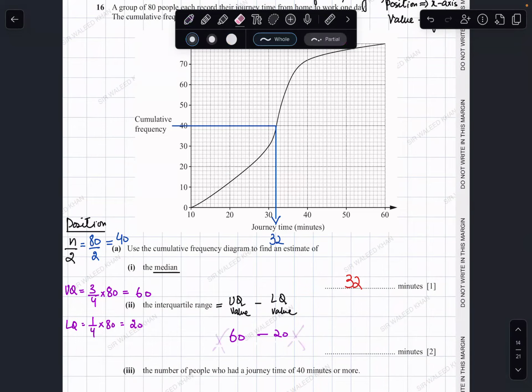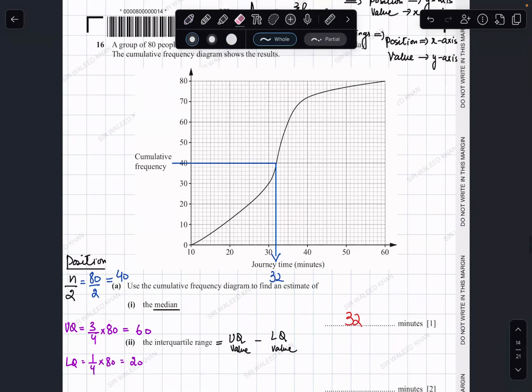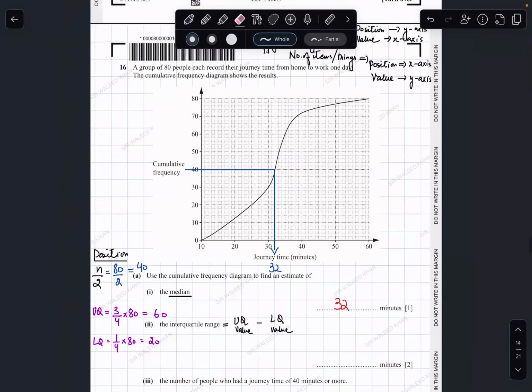Okay. We have to look for the values. What were we saying? For averages and ranges, we go towards the y-axis, mark the 60 point, and see what value you are getting on the x-axis. It is 35. This is what you are going to subtract. 35 minus 20, that is 25. That's your interquartile range, 10.